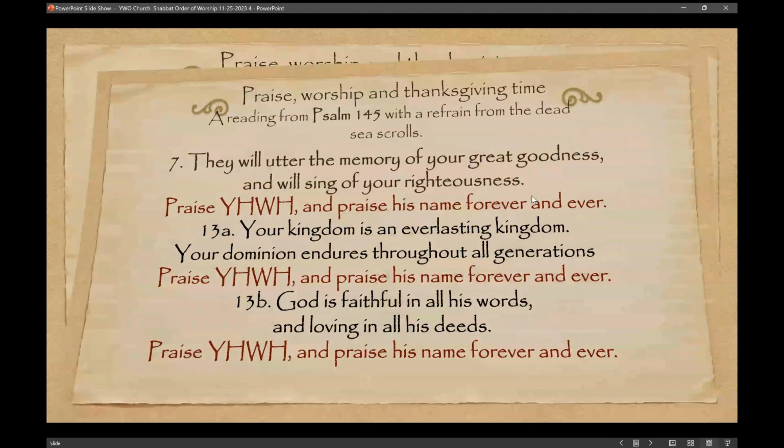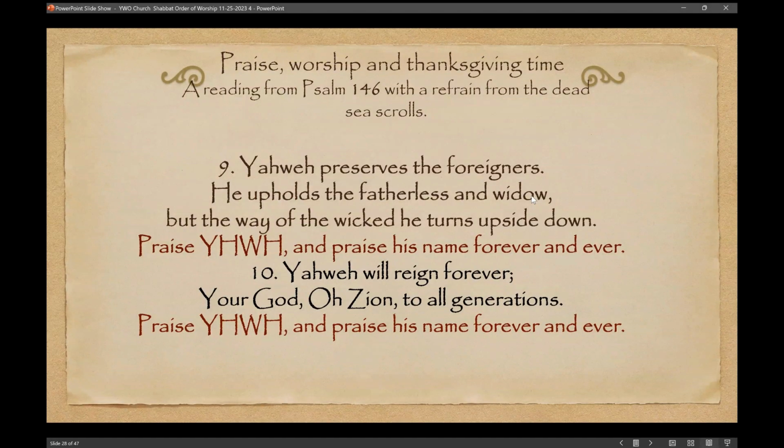And we also adapted Psalm 146 to this. We just took verses 9 and 10 and added the praise Yahweh and praise his name forever. And one of the wonderful things you can tell people as you do this is that Jesus probably did this when he was on earth, because the Dead Sea Scrolls, even though some of these date from 200 BC, a lot of them date into the 100 BC, maybe even into the Christian era. So it's not improbable that they were still being done this way at the time of Christ. So he would have been engaged in this.